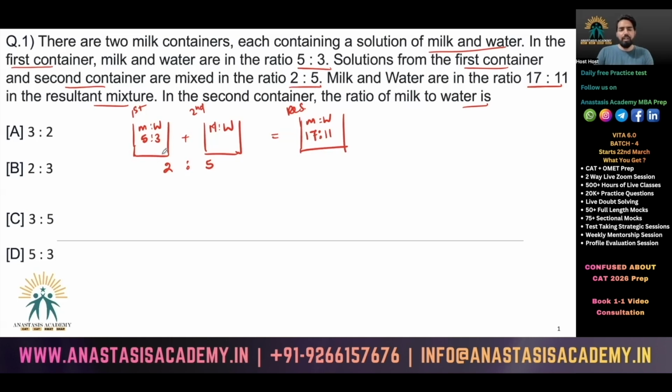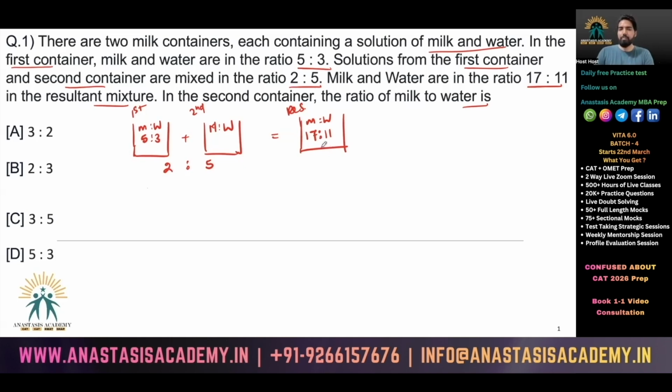Now we have to mix these two solutions to get this, right? So this question basically uses the concept of weighted average, right? We need to add two solutions to get the final solution in which the proportion is given. So we need to work on any one element, be it milk or be it water. I need to work on the proportion of any one of them, so I'm taking the proportion of milk from the first solution, right?